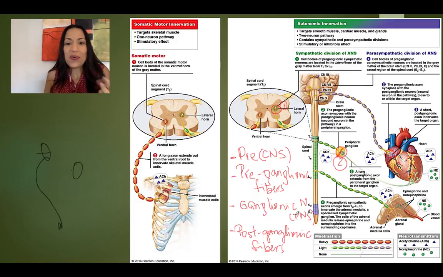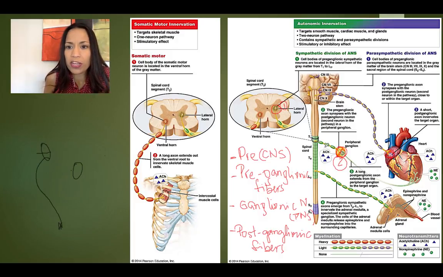Okay, so we have 2 neurons, and this is just an enlargement of this, we're zooming in here. The first neuron, we're going to call it preganglionic neuron. As you can see, it is located on the central nervous system. The second neuron is called ganglionic neuron because it's located on the ganglia. The ganglia can be in here, midway, or it can be very close, actually within the target organ or in the wall of the target organ. In this case, the target organ is the heart.